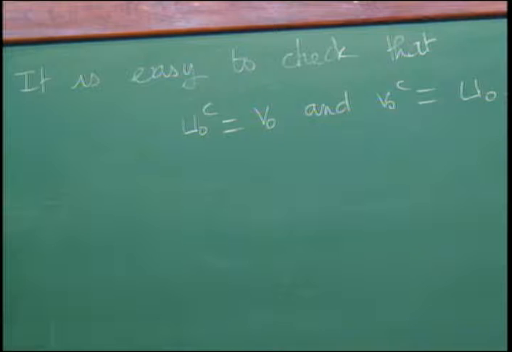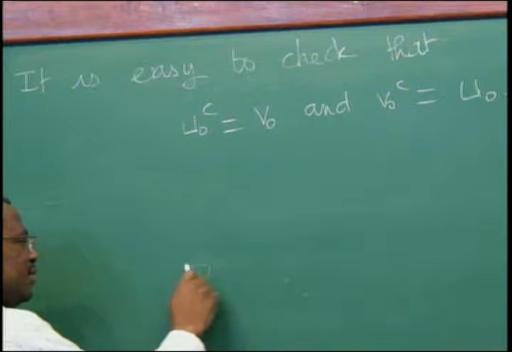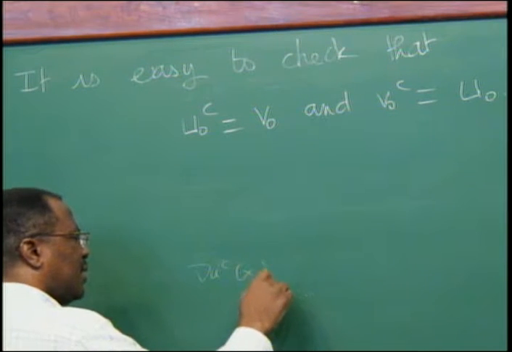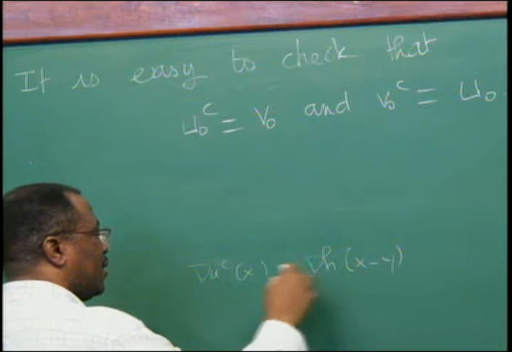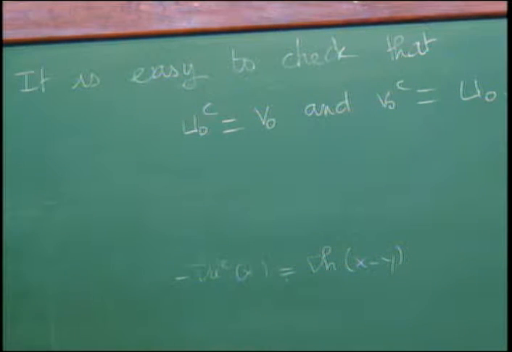Have you used the strict convexity for the gradient of h to be invertible? Because the gradient of u c x is the gradient of h of x minus y, when the minimizer is attained at y. And if h is invertible, then y is uniquely determined.